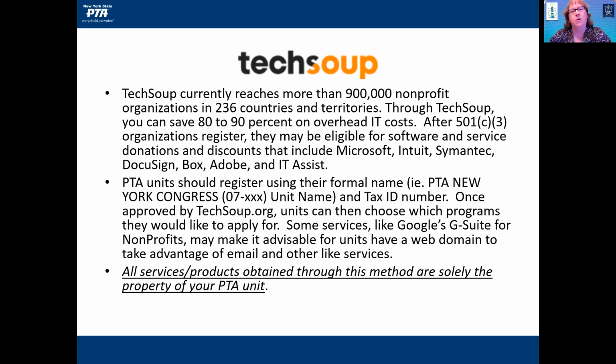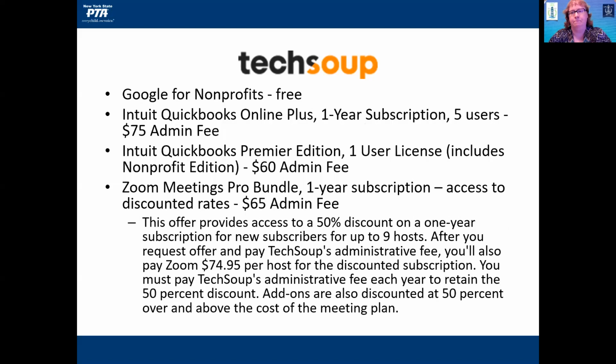Once approved by TechSoup, organizations can then choose which programs they would like to apply for. It is important to note that all of the services and products obtained through TechSoup are solely the property of the PTA organization and do not belong to an individual officer or person. Examples of services that you can obtain from TechSoup include Google for Nonprofits, which is free, and Intuit QuickBooks. Both the online and desktop versions are available for just the administrative fee charged by TechSoup. There are lots of other products and services that are available, so I would encourage you to check them out.